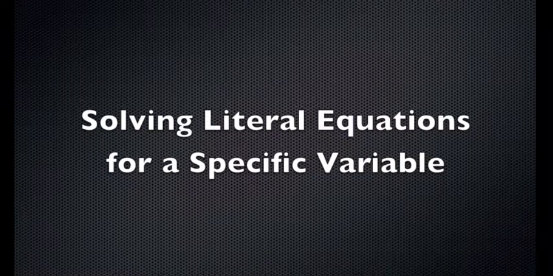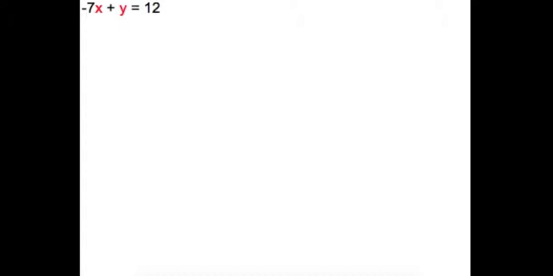In this video tutorial, we'll solve literal equations for a specific variable. Let's take a look at the literal equation negative 7x plus y equals 12. This is a literal equation because it has more than one variable, x and y. For this particular example, we are going to solve this literal equation for y.